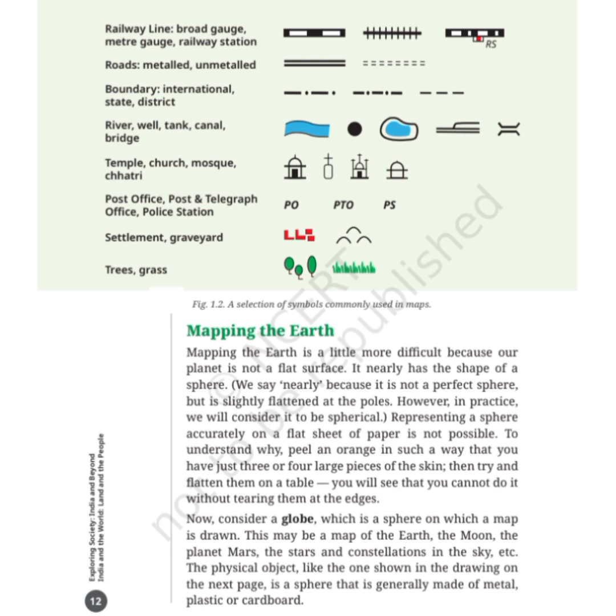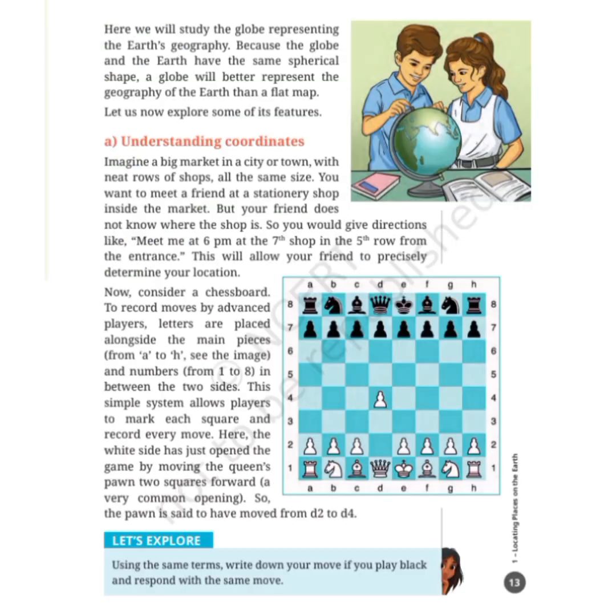Now, consider a globe, which is a sphere on which a map is drawn. This may be a map of the Earth, the Moon, Mars, the stars, and constellations in the sky, etc. The physical object, like the one shown in the drawing on the next page, is a sphere that is generally made of metal, plastic, or cardboard. Here we will study the globe representing the Earth's geography. Because the globe and the Earth have the same spherical shape, a globe will better represent the geography of the Earth than a flat map. Let us now explore some of its features.